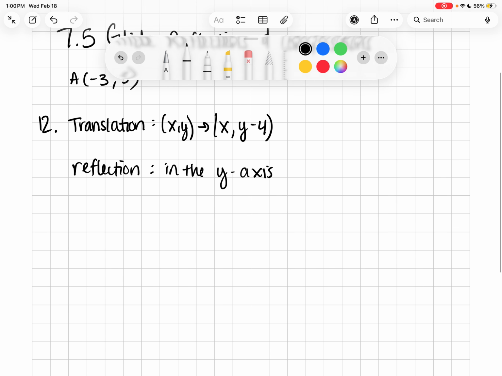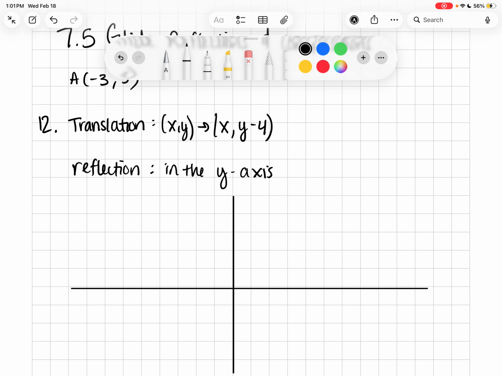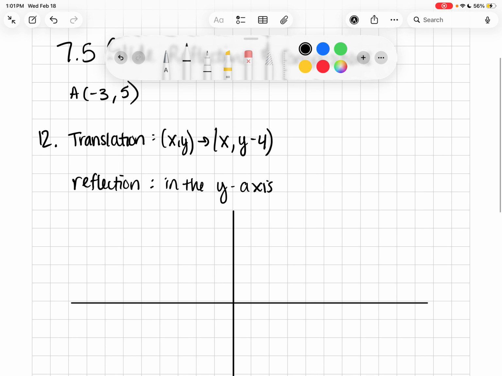So I think just to make sure I have enough space, I'm going to go down here. All right, so I'm going to plot the point negative 3, 5. So notice these ones aren't like lines or anything. This one's just a point that's getting put on here. So the point negative 3, 5 would be here.